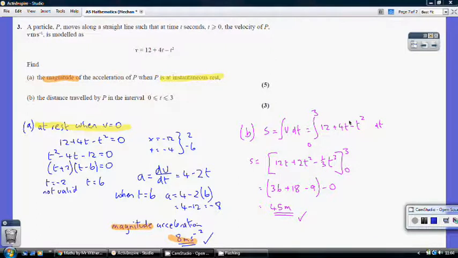Remember, you add 1 to the power, then divide by this new power. And then substituting in 3 and 0. Well, substituting 3 into each of these three terms, we get 36 plus 18 minus 9. And we take away from that what we get when we substitute 0 in, which is nothing. So that gives us 45 meters.